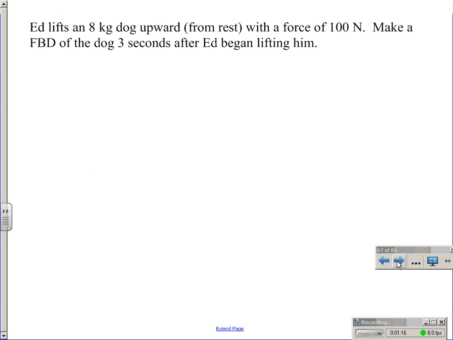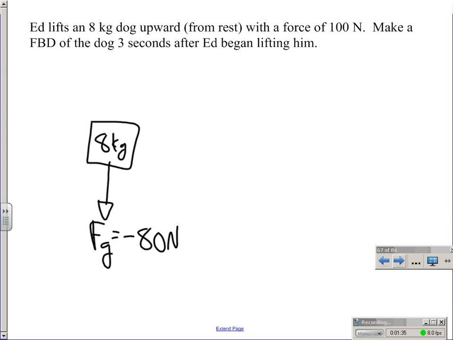So in this one, Ed lifts an 8-kilogram dog upward from rest. So draw yourself a dog, 8 kilograms. Remember, always start with your mass and your force of gravity. And remember, the force of gravity is 8 kilograms times -10, so it's -80 newtons. Okay. Now, Ed is lifting the dog upwards. So here's our force of Ed. It's 100 newtons.